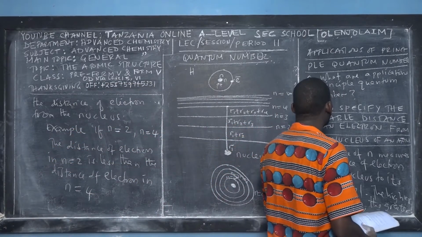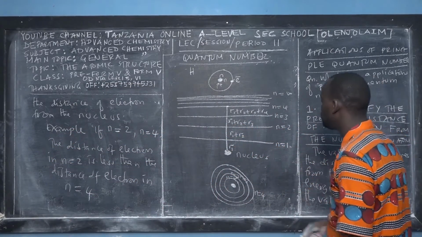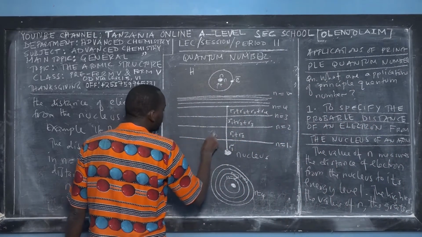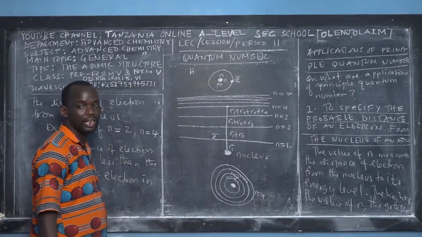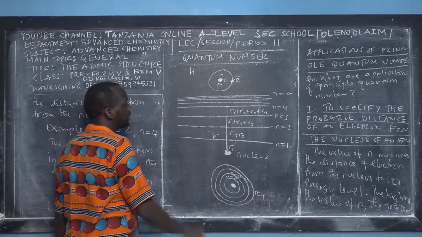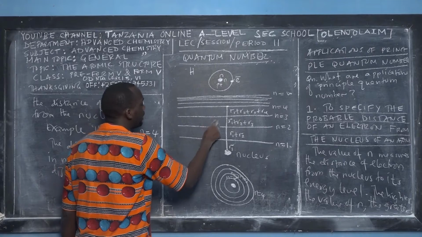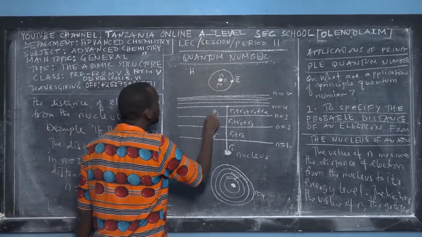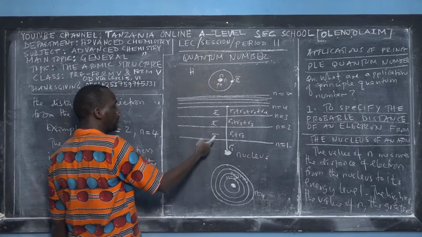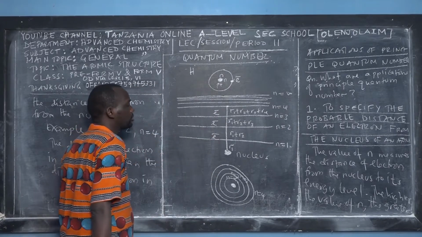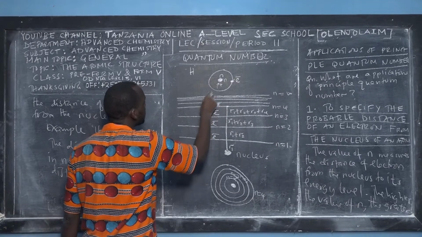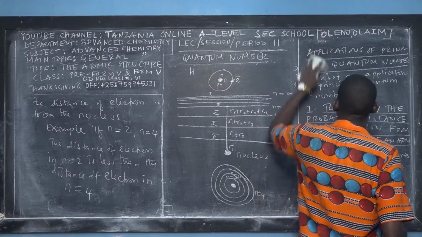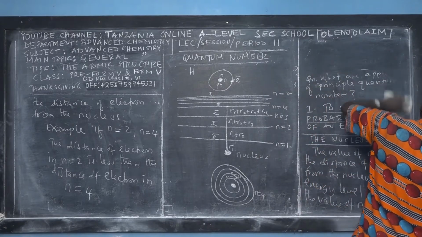So number one is to specify the probable distance. You see that we can now know the distance. If electrons are in the ground state, they will be closer to the nucleus of an atom, and we have a strong nuclear attractive force. If electrons are here, they will be far away from the nucleus. If electrons are in this energy level, they will be farthest compared to these electrons, and so on. So that's one of the applications of the principal quantum number.